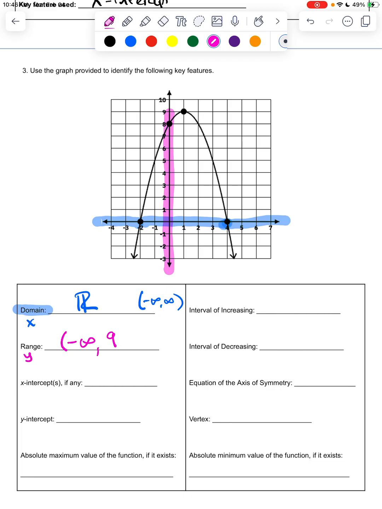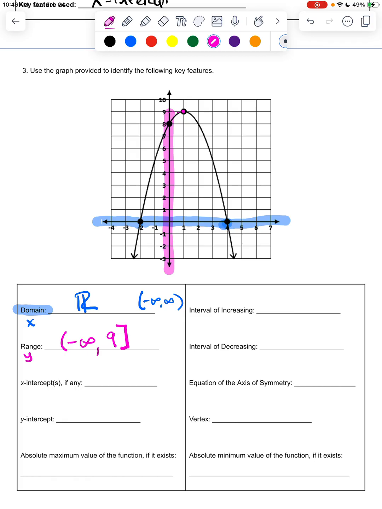Is 9 a height the graph actually hits? Well, it's a closed circle. Yes, it has a height of 9 at the point (1, 9), so I'm going to use a square bracket. When we talk about intervals of increasing and decreasing, that point is not usually included because at the endpoint of a section, it's neither increasing nor decreasing.